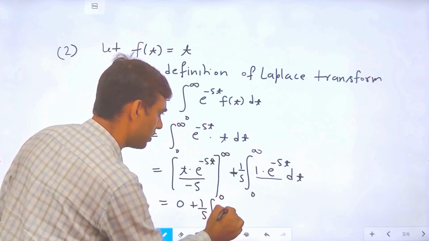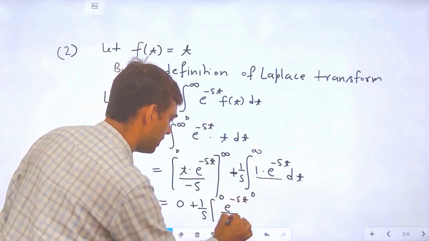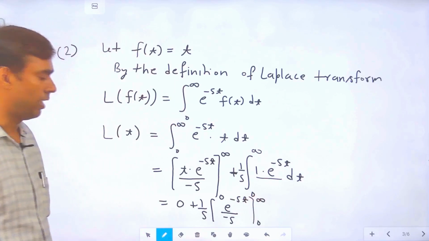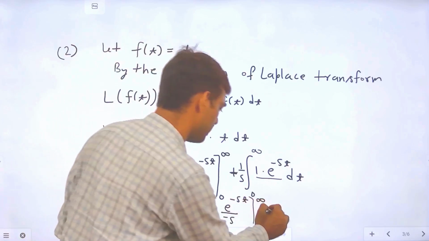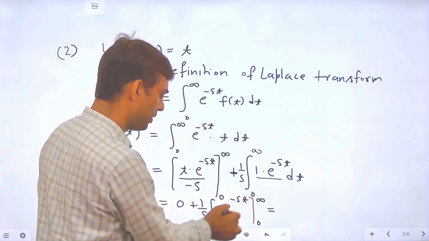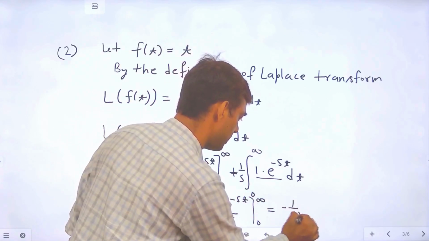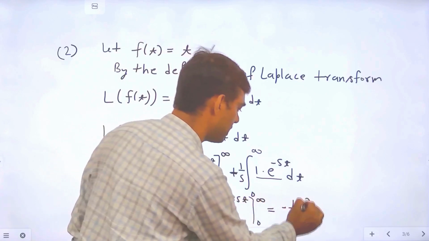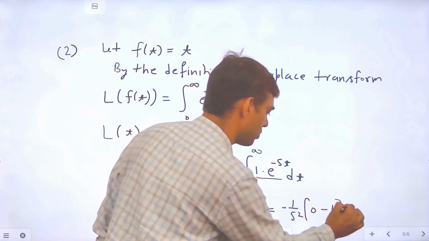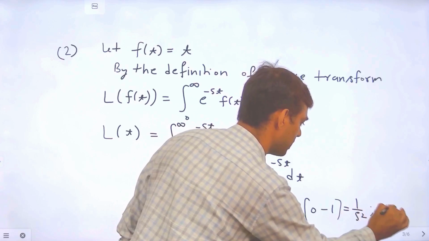Here we write the integration of e to the power minus st upon minus s, with limits 0 to infinity. Taking minus 1 upon s outside, this becomes minus 1 upon s square. If we put the upper limit, this becomes 0, and at the lower limit, this becomes minus 1. So this becomes 1 upon s square, provided s is greater than 0.